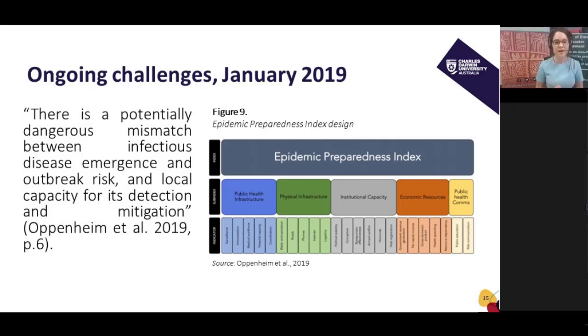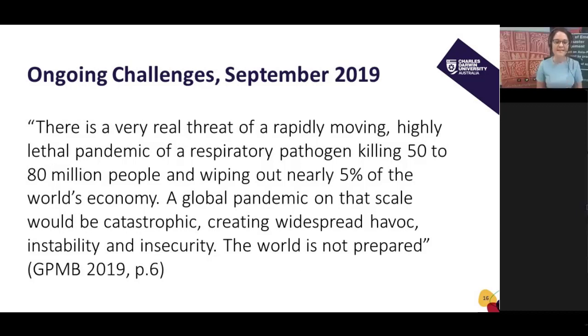Now, these geographies were also widely considered to be at a heightened risk of disease emergence. So the study illustrated that there is a potentially dangerous mismatch between infectious disease emergence and outbreak risk on one hand, and the local capacity to detect and mitigate these risks. In September 2019, the Global Preparedness Monitoring Board, which is an independent body co-convened by the World Bank and World Health Organization, warned that there was a significant risk that a lethal pandemic would occur and wipe out nearly 5% of global GDP, and that the world was not prepared for this to happen.